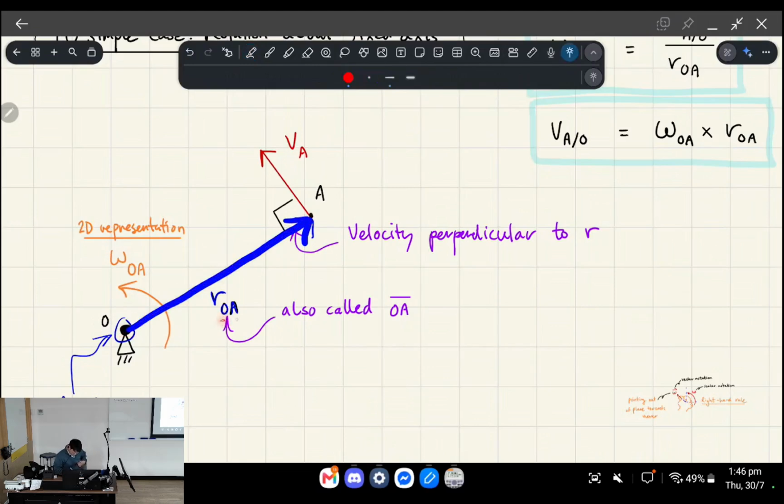But what I'm trying to say is that this behaves more like a lever arm, where the start and end points are important. So when I'm saying ROA, I'm literally referring to, pretend this is a vector, or it is a vector. There's a vector that starts from O and then ends at A, okay? And it represents a lever arm.